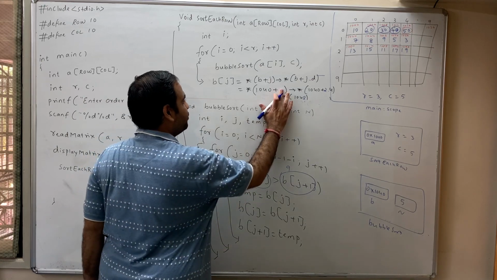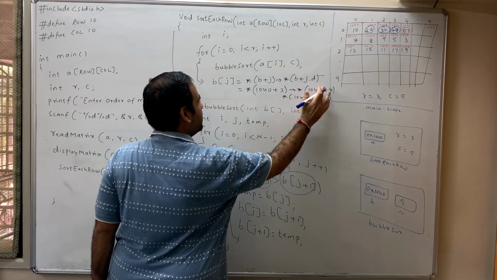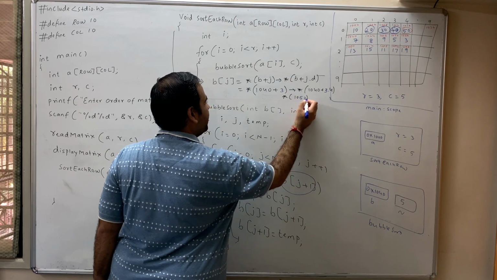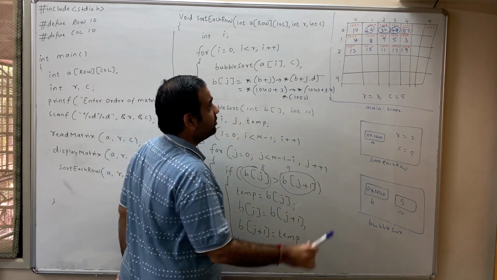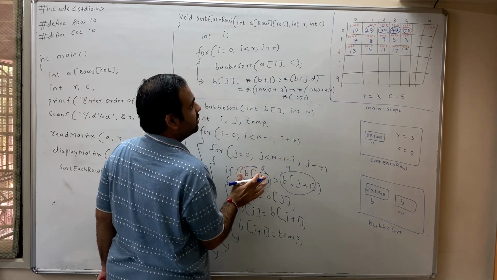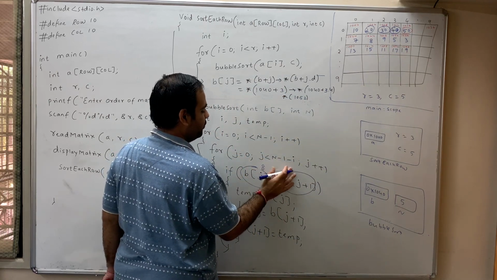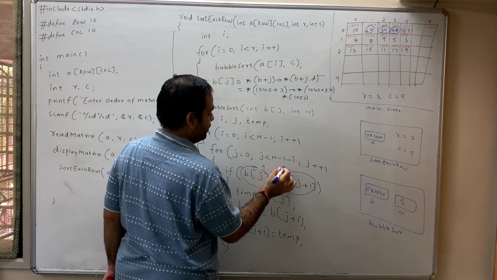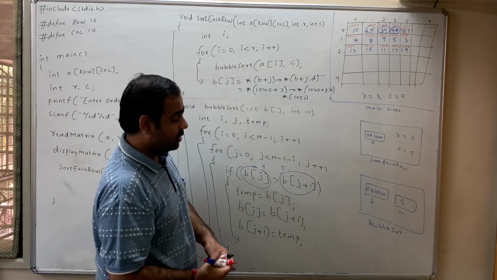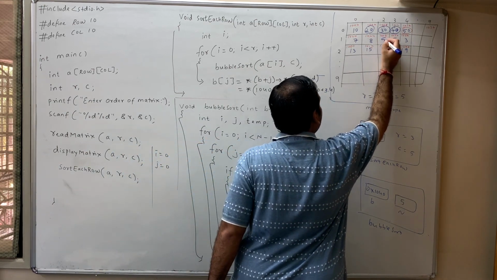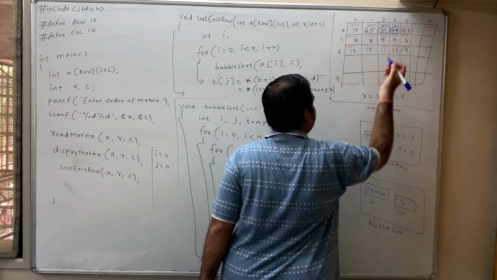Now what is b of 3? 1040 + 3 * 4 is nothing but 1052. Now what is *1052? It is 5. Sorry, b of 2, right? It will be 8, and *1052 will be 9. This is 9 greater than 5. Yes sir, 9 is greater than 5. Therefore, what you do over here? You write 5 here, you write 9 here.